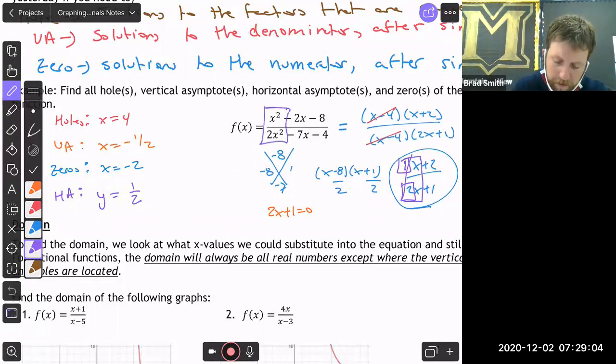This is a little clearer right here as well. They're both a degree 2, so they're the same. So I always look at the leading coefficients. So I got a 1 here and a 2 here. So my horizontal asymptote is going to be at 1/2. Does anybody have any questions about any of that before I move on? That was yesterday in a nutshell, just a lot faster.